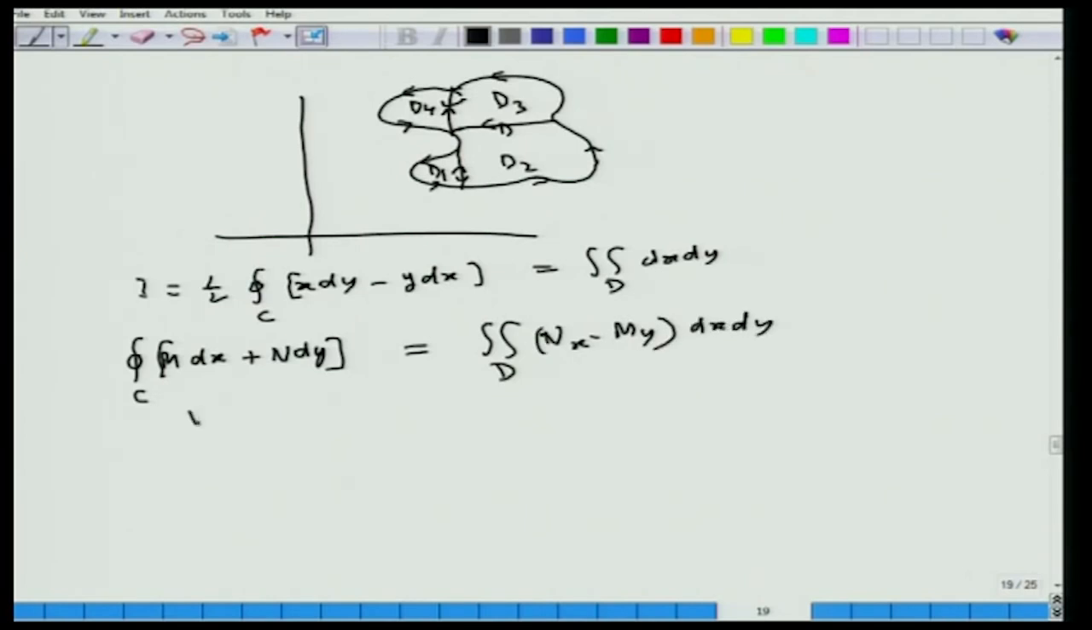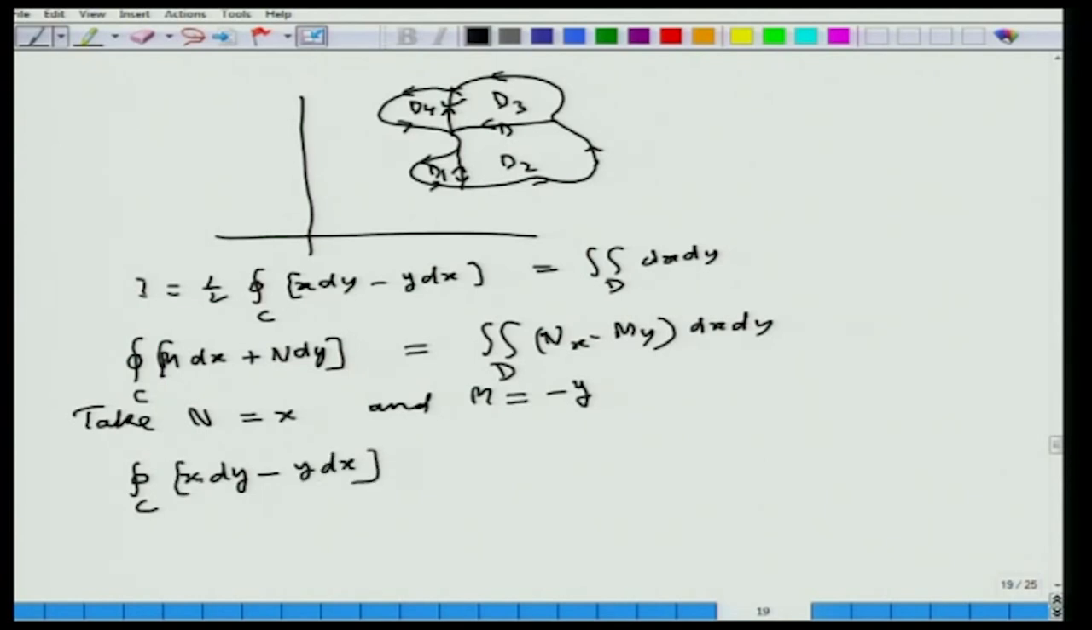So, here we can take N equal to x, and M equal to minus y. Then we see that the right hand side or left hand side reduces to x dy. So, N is x. So, x dy minus y dx, or rather we take, okay.